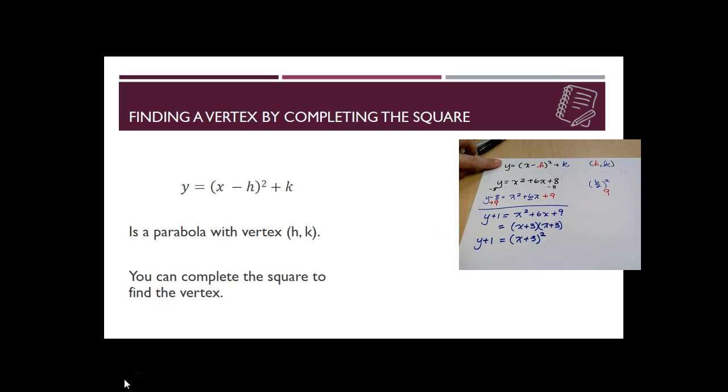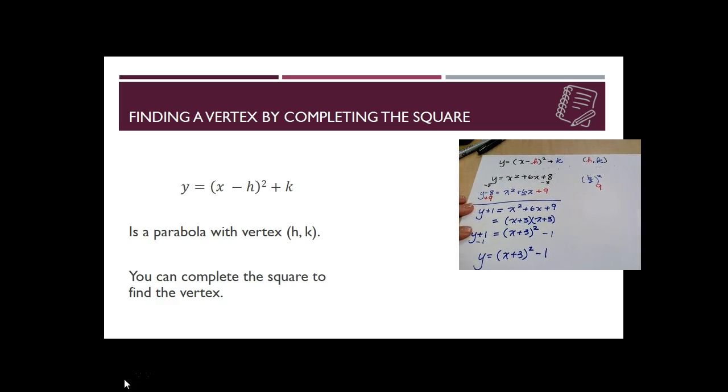Now, my formula up here to find the coordinates of the vertex tells me the y has to be by itself. So in order to do that, I'm going to subtract 1 from both sides, and I'll get y equals x plus 3 squared minus 1. Now I've gone through all of that work just to be able to turn around and say, okay, where then is the vertex of my parabola?